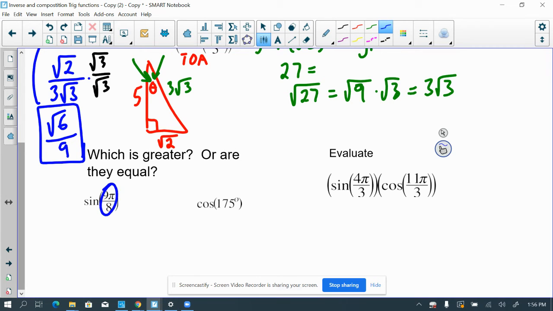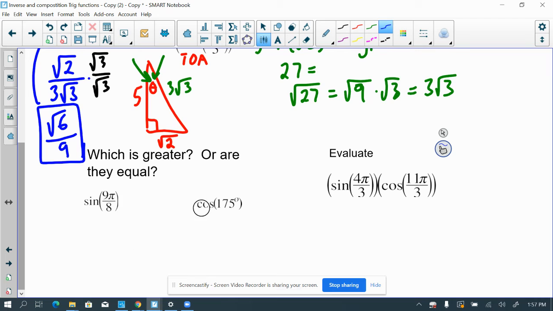They look at 9 pi over 8 and they look at 175 degrees, and the first thing they do is convert 9 pi over 8 to degrees, and then they compare how many degrees this one is compared to 175 degrees, and they just pick the bigger one.